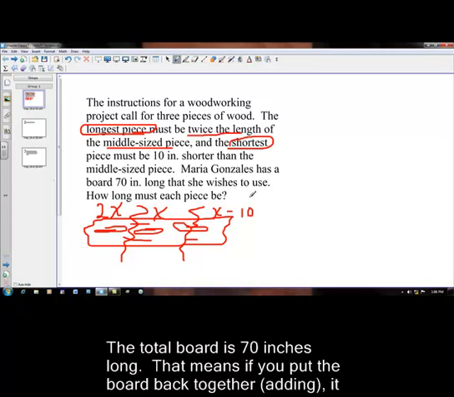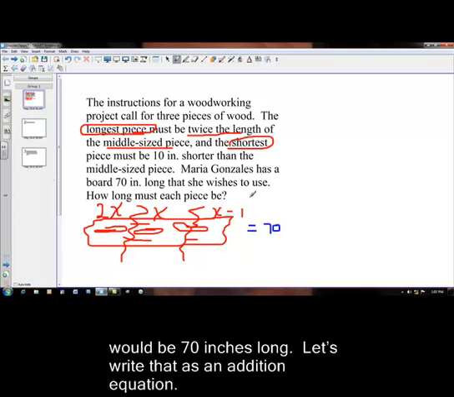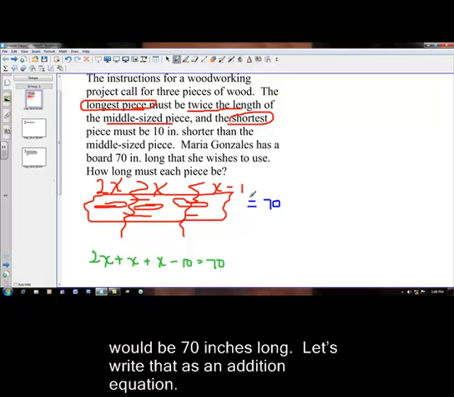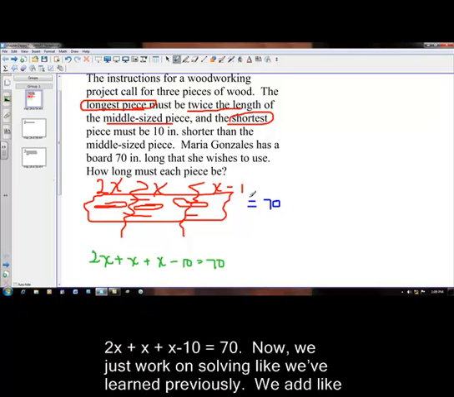The total board is 70 inches long. That means if you put the board back together, adding, it would be 70 inches long. Let's write that as an addition equation: 2x plus x plus x minus 10 equals 70. Now we just work on solving like we've learned previously.